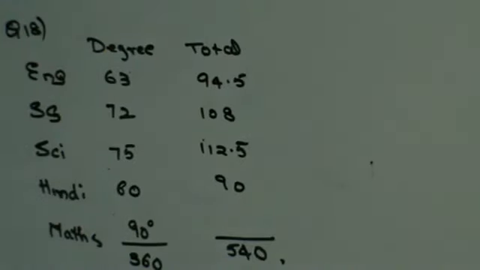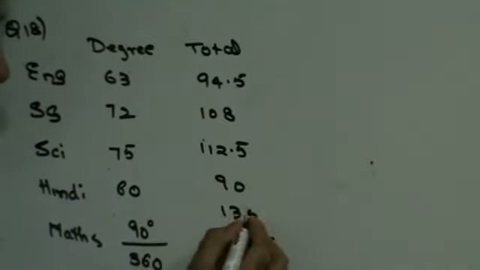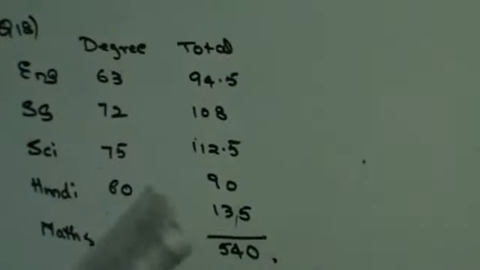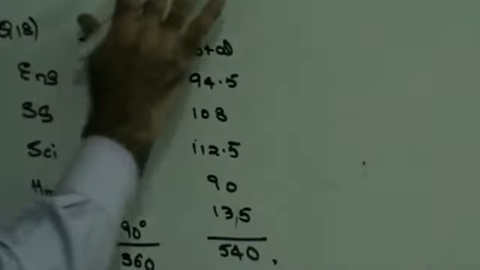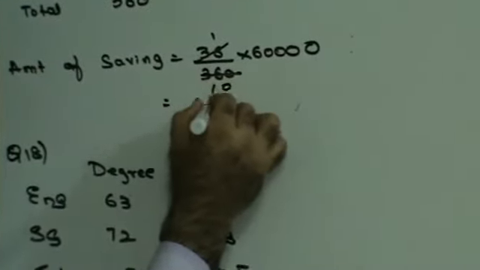And this is going to be 90 divided by 360 into 540, that is going to be 135. Someone check the figures, because I think there's a mistake in one of the figures. Maths is 90 degrees, that correction is there in the book. Hindi shouldn't be 90, Hindi should be something else. Hindi should be 60 divided by 360. Okay. Then in that case, guys, just make a correction in the previous case. That was 6,000.